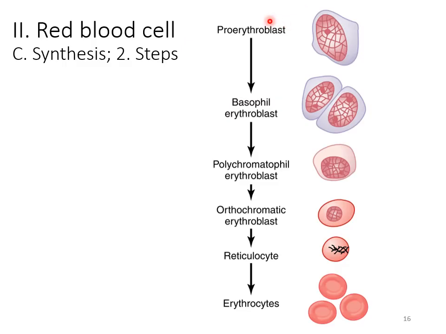So focusing now on the synthesis specifically of red blood cells. What happens after the committed stem cell starts to differentiate into a red blood cell? We start from a proerythroblast, which becomes a basophil erythroblast, a polychromatophil erythroblast, an orthochromatic erythroblast, a reticulocyte, and then erythrocyte. The erythrocyte is your mature red blood cell.